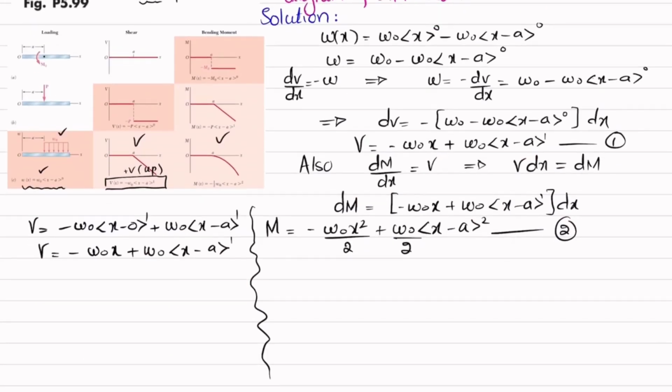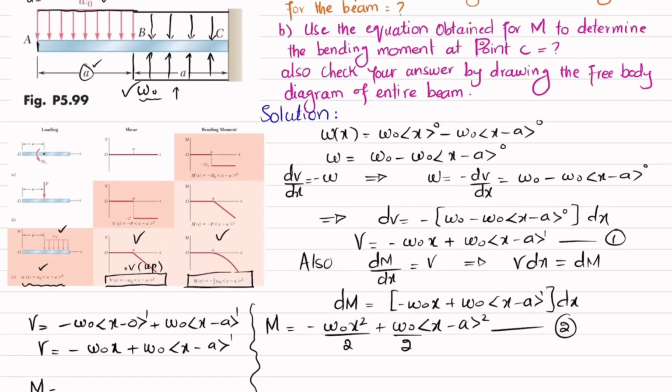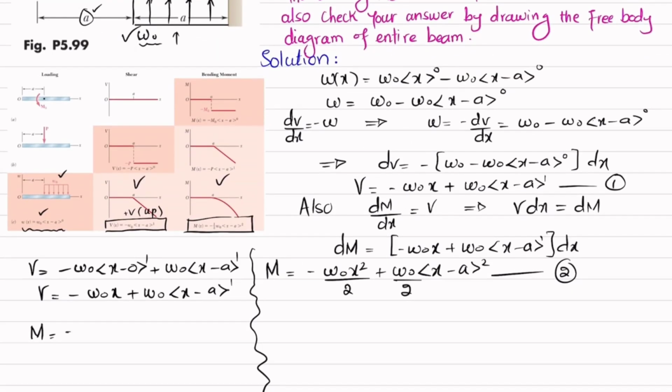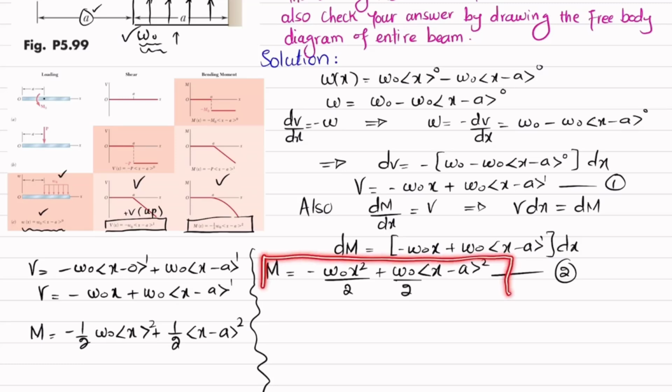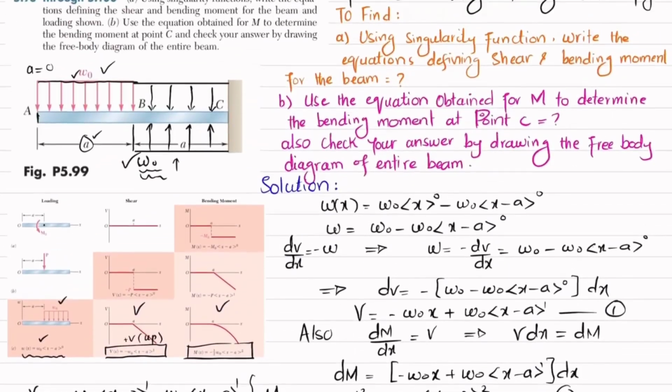Similarly, you can also find the moment equation. So the moment equation is this one. Clear? So for this uniformly distributed load of w naught, I can write minus 1 over 2 w naught into x minus a, a is 0, so x square, plus 1 over 2 w naught, because this w naught is upward now, so it will be plus, into x minus a power 2. So you can see this equation and this equation both are the same. So you can try any of the methods. So this was our first part.